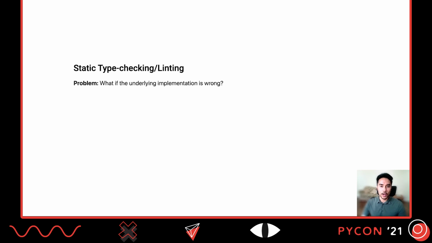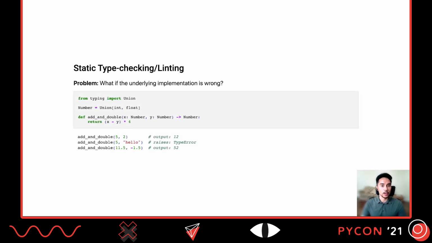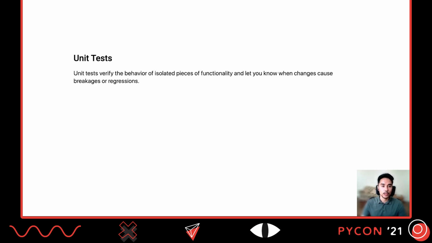But what if the underlying implementation is wrong? Type hints can only get us so far because the first and third calls to add_and_double are valid invocations, but the actual output is incorrect because the function body implements the wrong logic. This is where unit tests come in. Unit tests verify the behavior of isolated pieces of functionality and let you know when changes cause breakages or regressions.